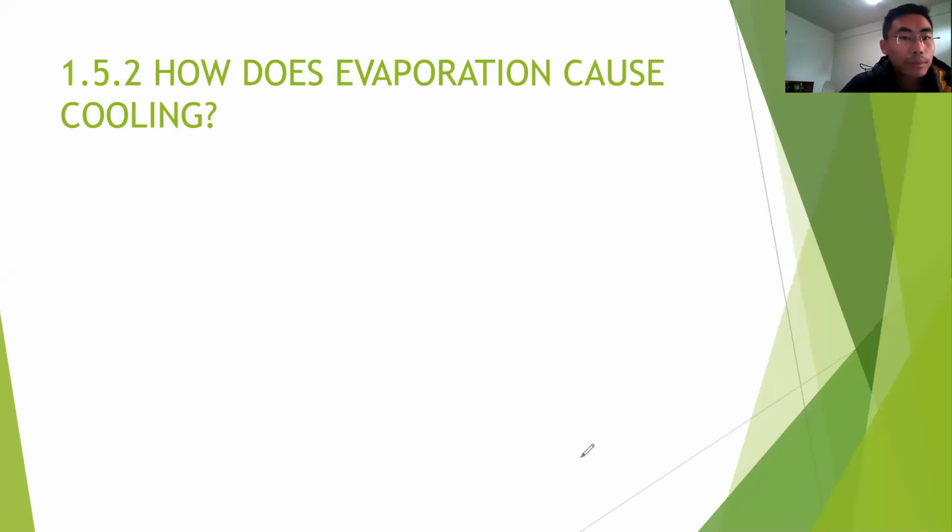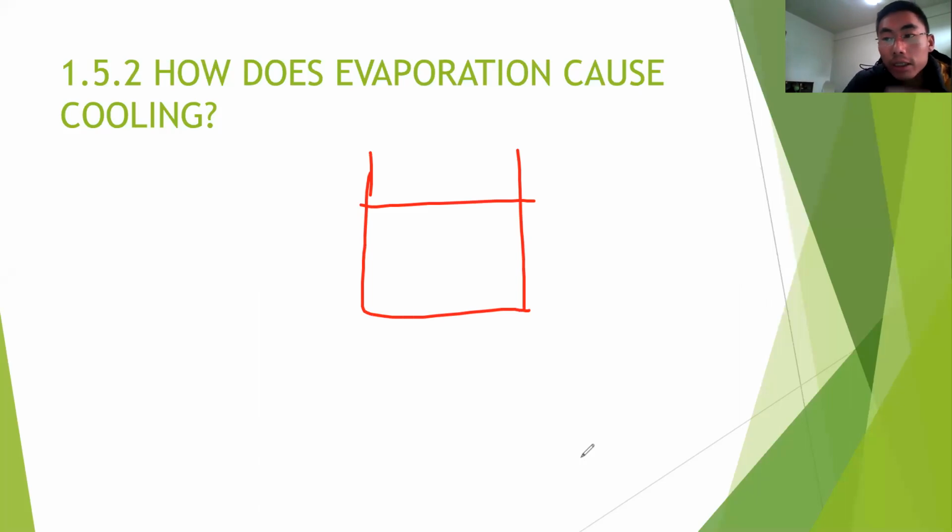Now, the last topic: why do we see water droplets on the outer surface of a glass containing ice cold water? This is a very usual phenomenon. Suppose you have a glass of water that is ice cold. Now what happens is, there is water in the gaseous state.